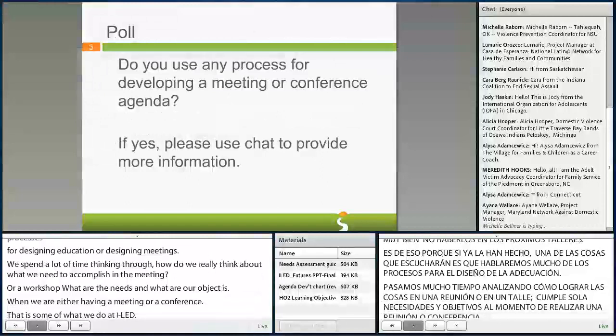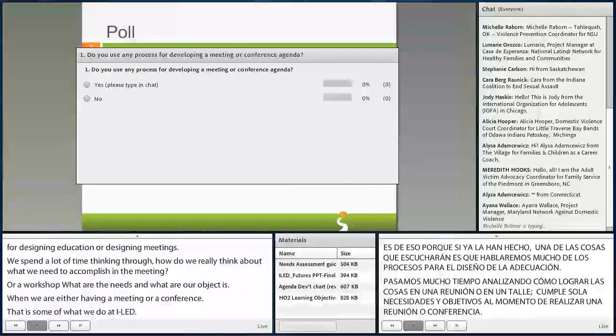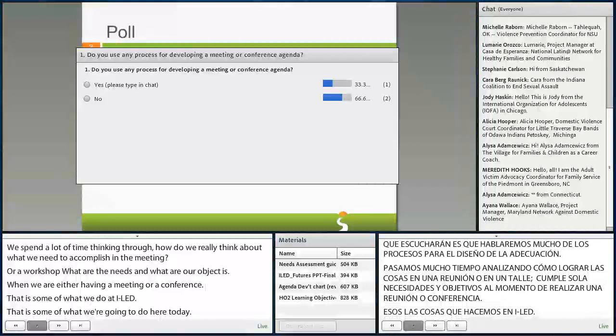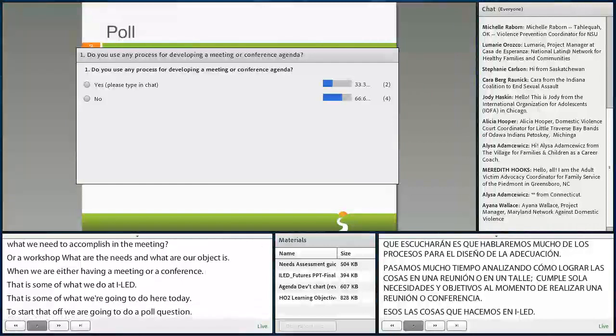So to start that off, we're going to do a poll. And the first poll is, do you use any process for developing a meeting or conference agenda? So either one.